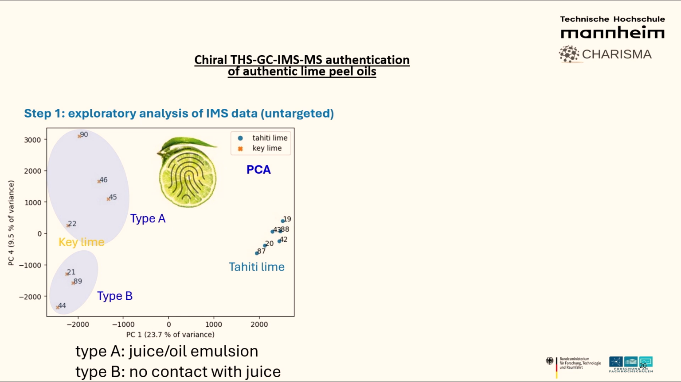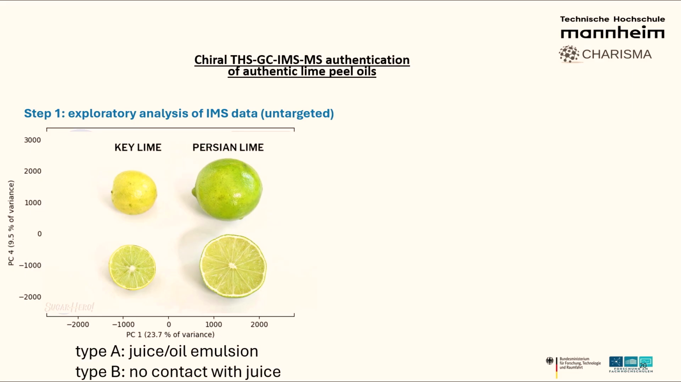What is much more interesting is that we're even able to differentiate within the key limes between type A and type B. And type A is the type that is obtained by juice oil emulsion production. You just squeeze the whole fruit. And type B is where you scrape off the skin as you would do it at home. That's much more expensive, but the quality is higher. The thing is that these are Persian lime and key lime. The question is, why do those differentiate, right?